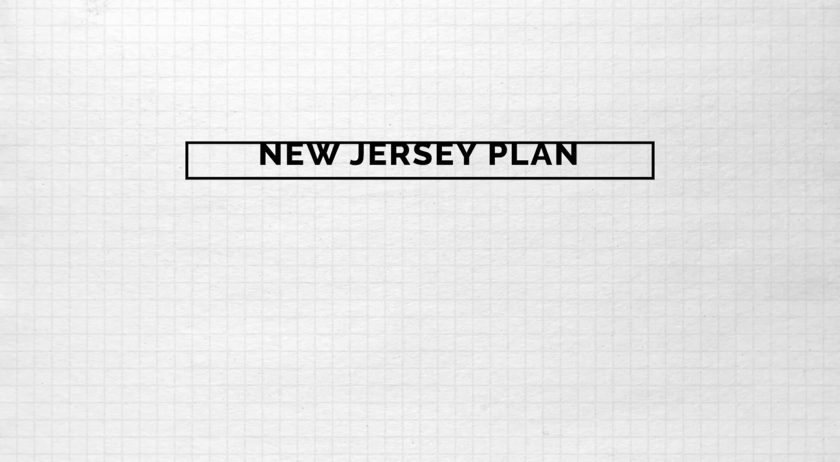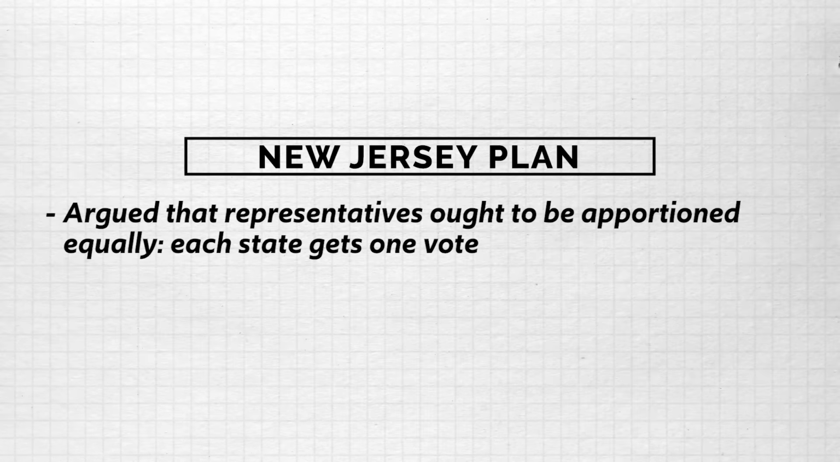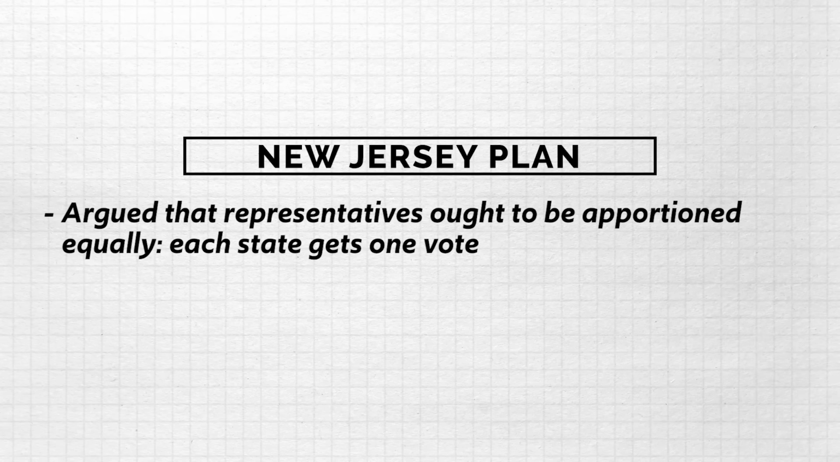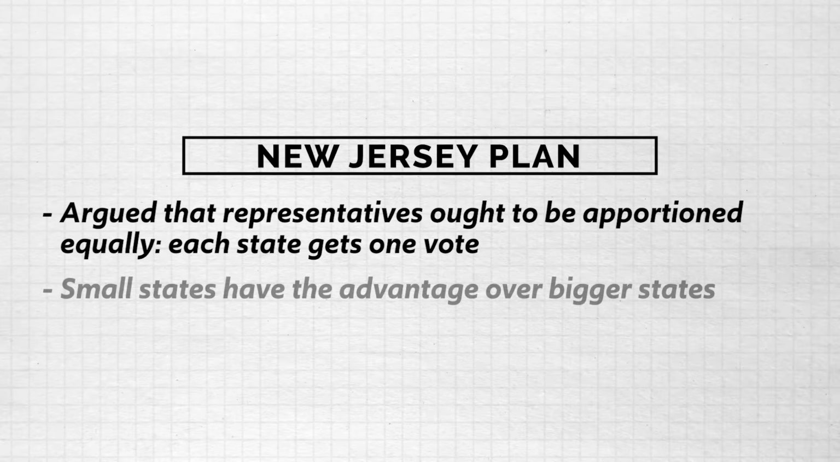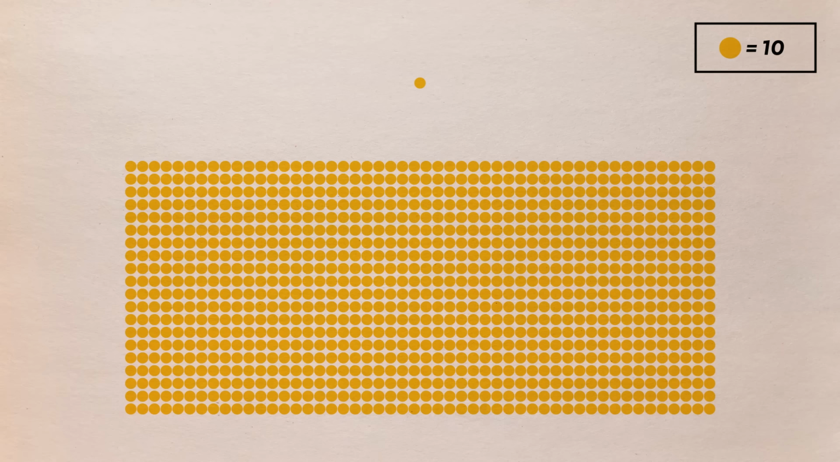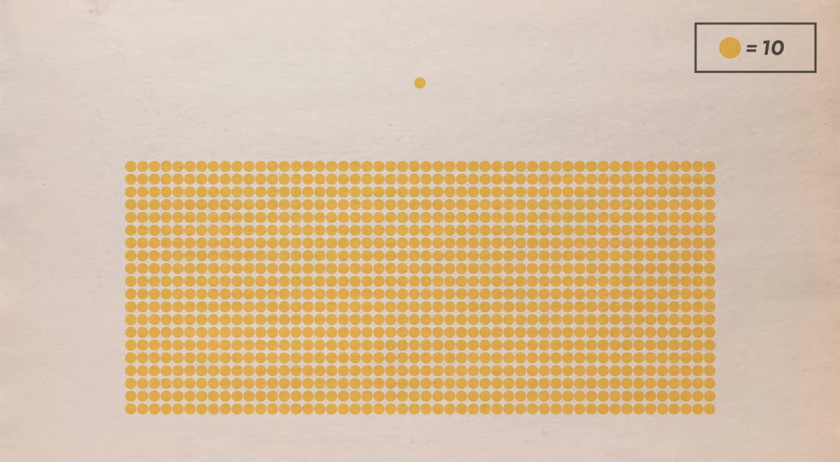Okay, now second was the New Jersey plan, which argued that representatives ought to be apportioned equally. Each state gets one vote. So in this case, small states have the advantage. It's not hard to understand why. If you have two groups, and in the first group is 10 people and the second group is 10,000 people, and each one has one vote, clearly the group with 10 has way more power than the one with 10,000. And of course, the big states like Virginia would lose in this system.